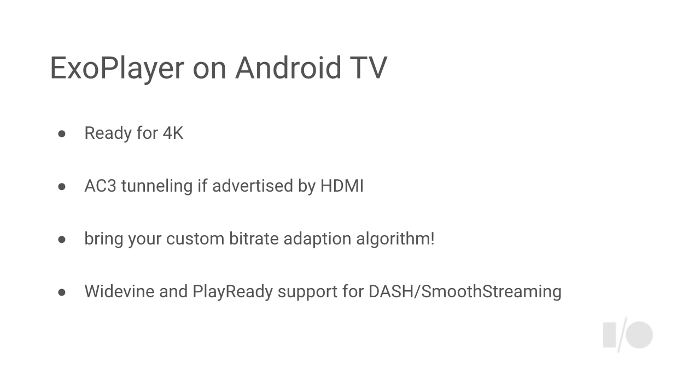If you have connected your Nexus Player, for example, to a TV which supports Dolby Digital, ExoPlayer can recognize this if the TV advertises support for those codecs by HDMI, and then ExoPlayer will just pass through the encoded audio data to the TV, and the TV will do the decoding and the playback of those modern audio codecs.